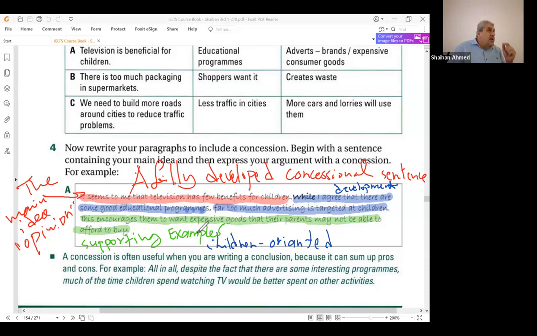Yes, that's it. It's an academic view. You have to mention the other view. Yes, you have to. It's a must. It is a must. Okay.